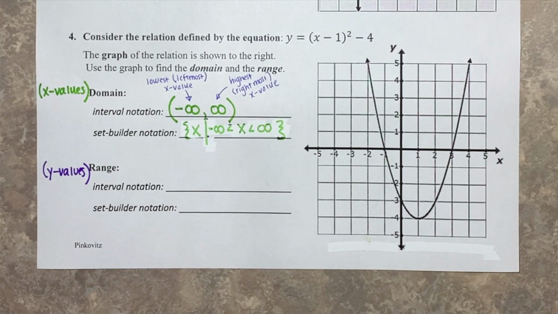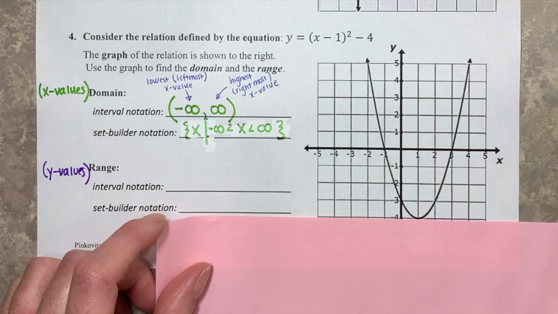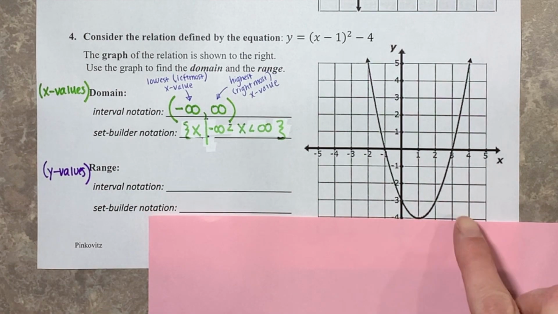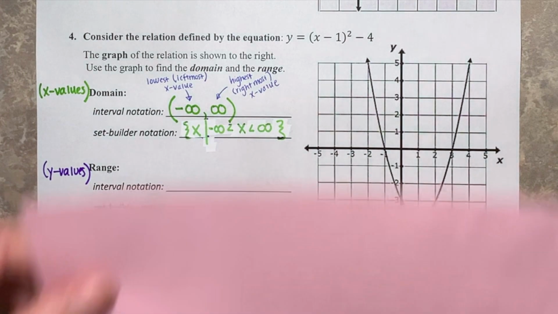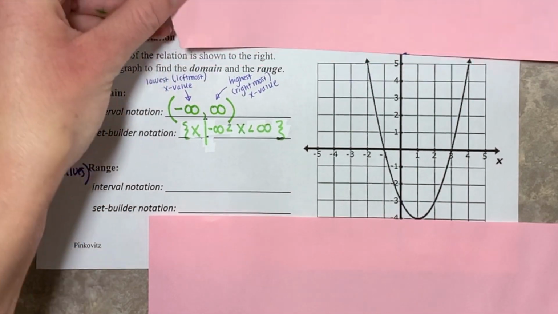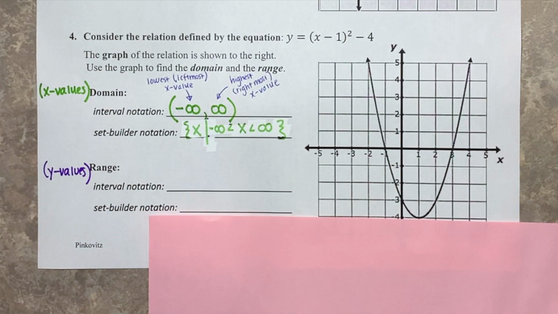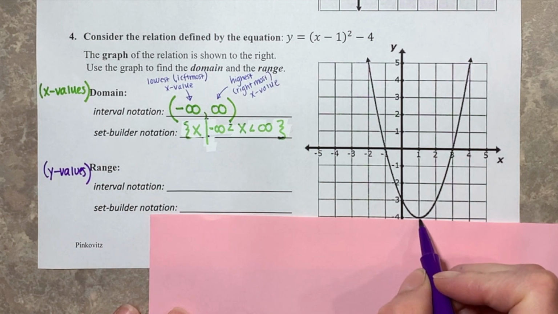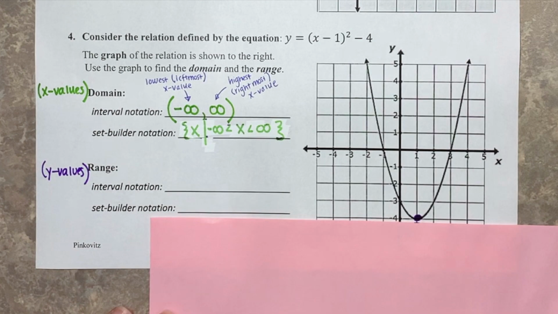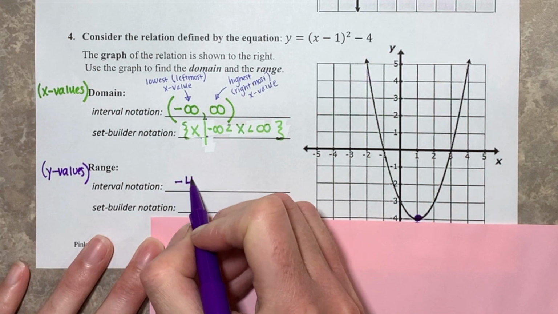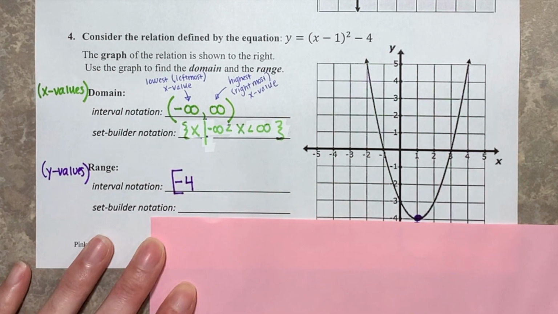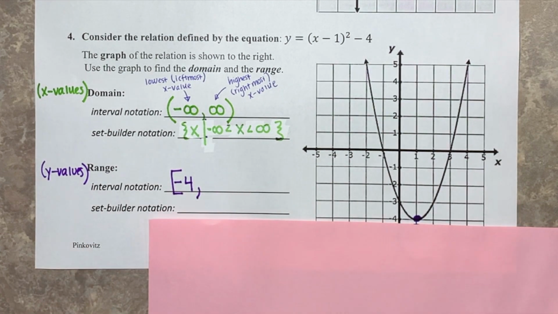For this graph here, we can block the graph from the bottom. There are no points below this blocker, but we can't block our graph from the top because these arrows indicate that the graph keeps going up and up and up. So for our range, let's find the lowest y value on our graph by identifying the lowest point, which is right here, and the y value of this lowest point is -4. So in interval notation, we'll list the lowest y value and we'll include it using a bracket. Then we put a comma.